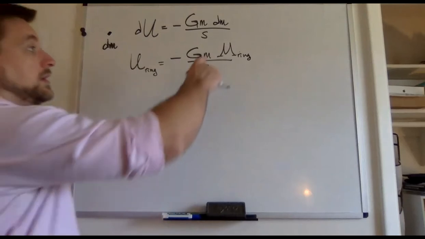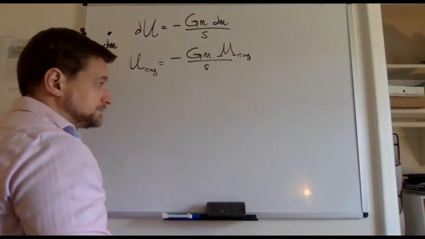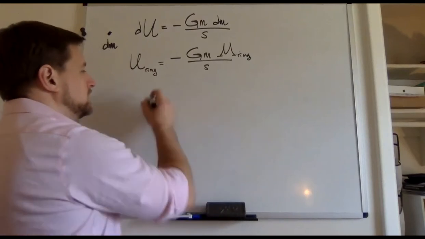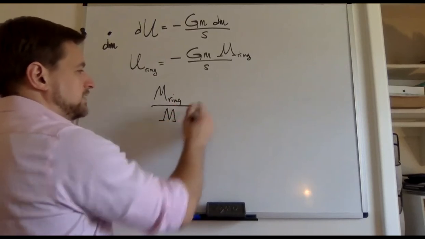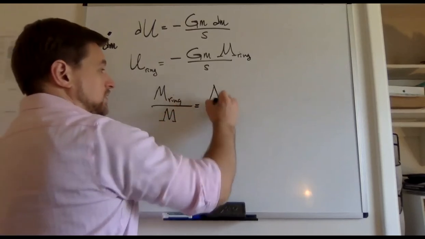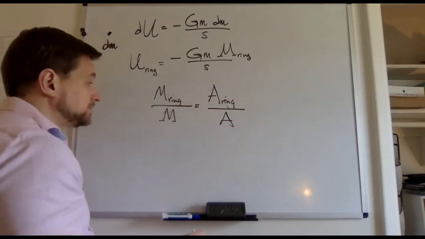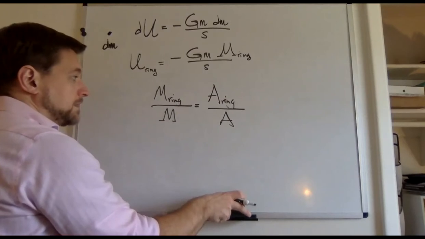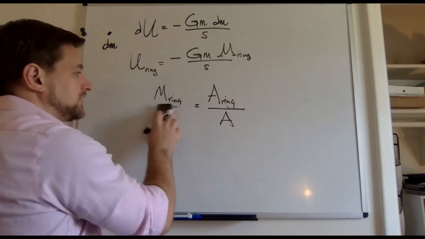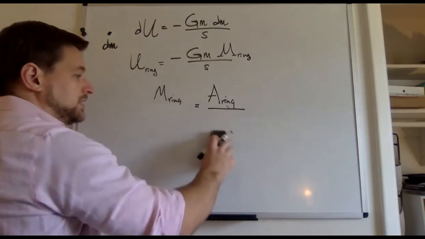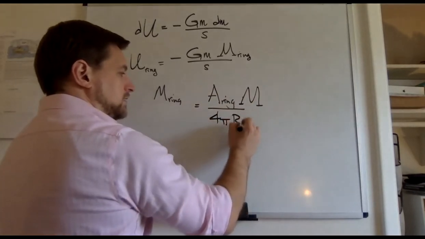All right, so in order to figure out what the mass of the ring is, the mass of the ring compared to the total mass of the thing is the same as the area of the ring divided by the total surface area of the sphere. We want the mass of the ring, so I'm going to multiply both sides by m, and we know the area of the entire sphere is 4 pi r squared.